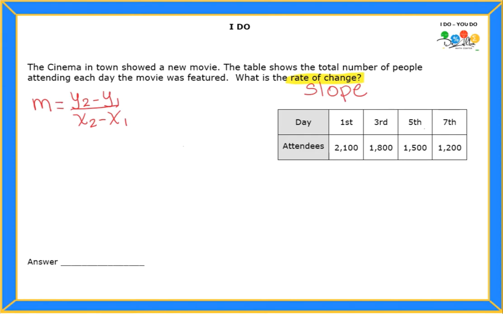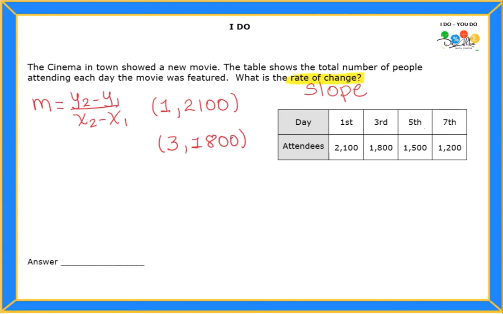So the first thing that I want you to notice is the number of attendees per day. What do you notice about the number? It looks like it's going lower and lower and lower. Is that right? So that should give you a clue about what's going to happen to the slope that we're going to find. So first of all, I'm going to choose 2 points from my table. I am going to choose 1 and 2,100. And I'm also going to choose 3 and 1,800.